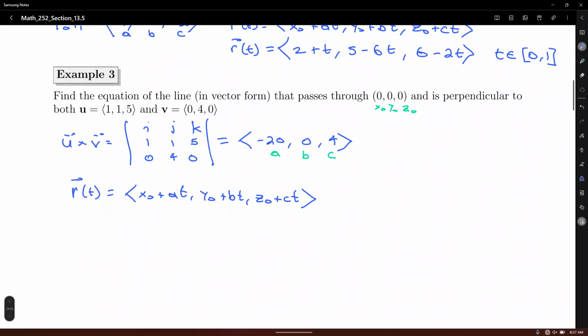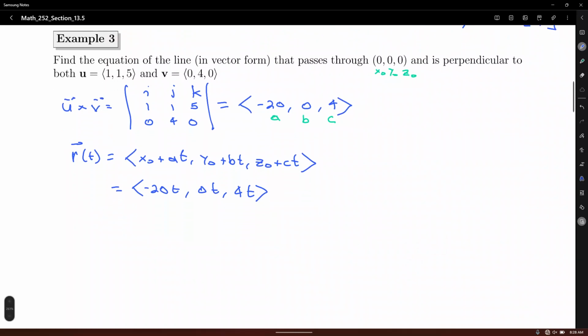So x naught, y naught, z naught, they're all zeros. Nothing to substitute there. So that equals, okay, that's going to give us a, which is negative 20t, b, which is 0t, and ct, that's going to be 4t. Well, we can simplify this a little bit, 0 times t is just 0. Okay. So negative 20t, 0, 4t. So this is our final answer in this case, right?